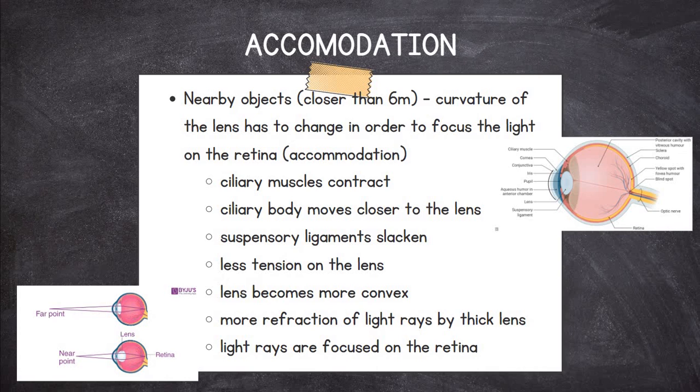in order to produce a clear image. Okay, so in this case, we have the ciliary muscles contracting, moving closer to the lens, the suspensory ligaments slackening, so there will be less tension, the lens will become more convex, so more fat or more rounded, and more refraction of the light rays will occur by this thicker lens, so that then enables the light ray to be focused at the back of our retina.